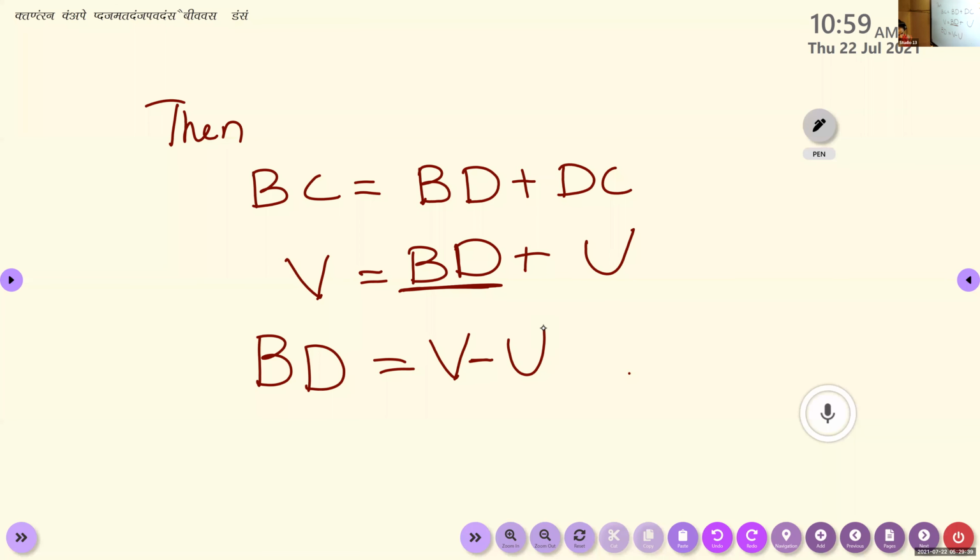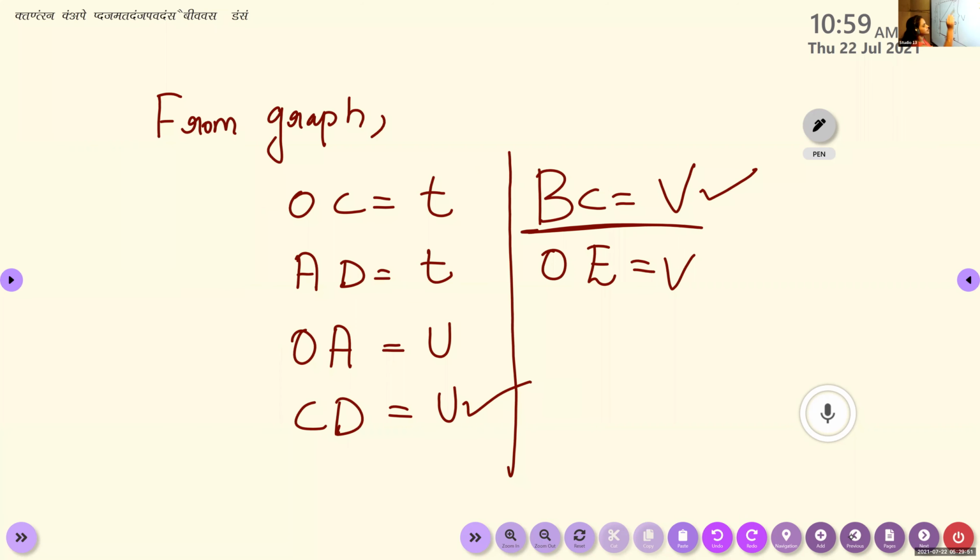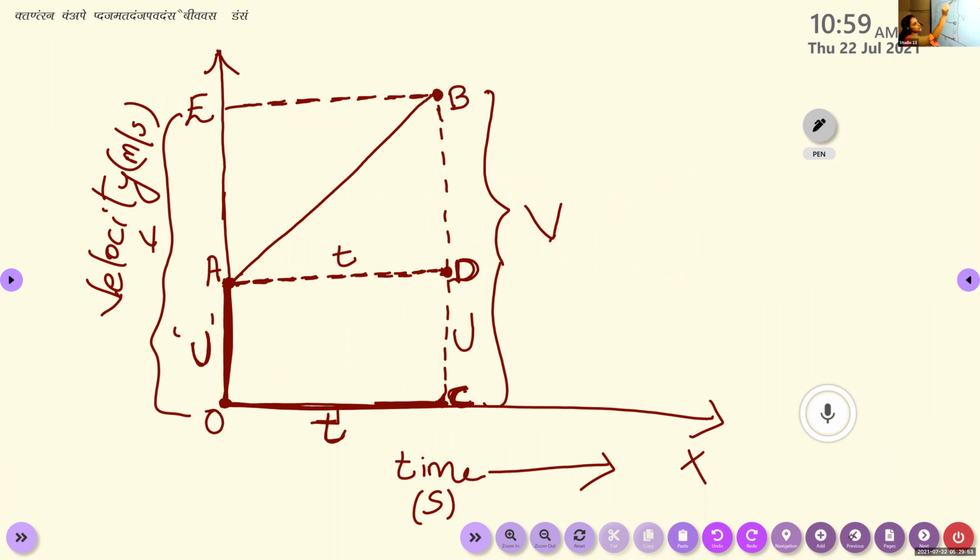Is it clear? Yes, ma'am. Okay. So here we get BD is equal to V minus U. For that we are considering the line from this graph, that is BC. The total line is BC. So we can write BC is equal to BD plus DC. That is, the portion BD plus DC gives the total line BC.